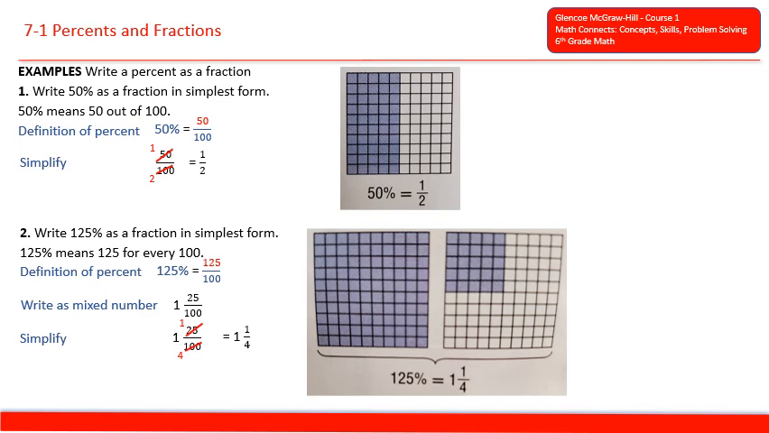And in our decimal model, we have two grids that are 10 by 10. So the first grid for the 1 is all shaded. 100 out of 100 equals 1. And then we have 25 out of 100 in the second grid, which is the 25% or the 1/4.